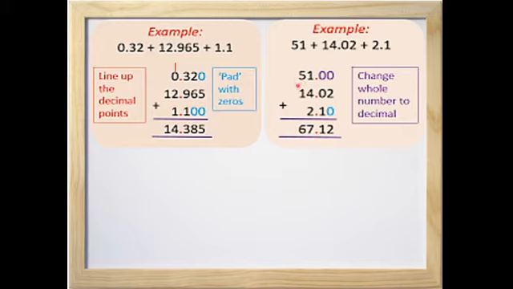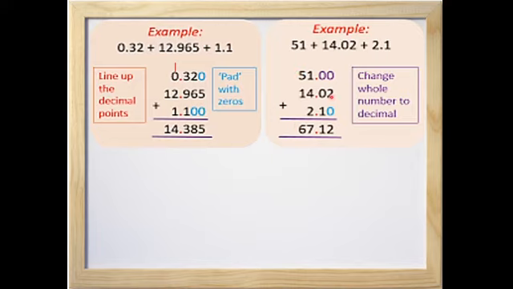So this becomes 51.00. Bring this 14.0 just like that below it and then add. We have to convert 2.1 into a like decimal. So how to convert it? Just put the 0 here and it becomes 2.10. So now all the three decimal numbers have become like and we can add them.